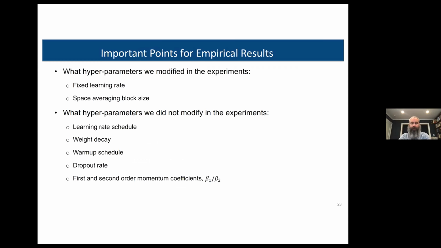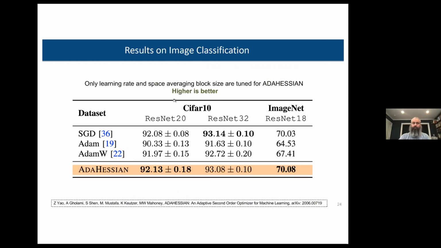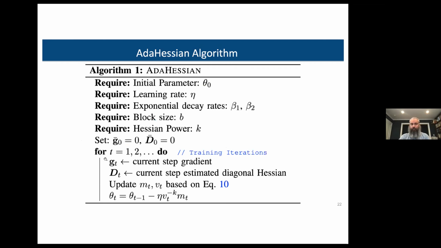So, important points for the empirical results that I want to walk through. What hyperparameters do we modify? We modified a learning rate. We didn't have a learning rate decay. We modified a fixed learning rate, and we modified the spatial averaging block size. So when I said we did spatial averaging, how wide is this block? We average that.